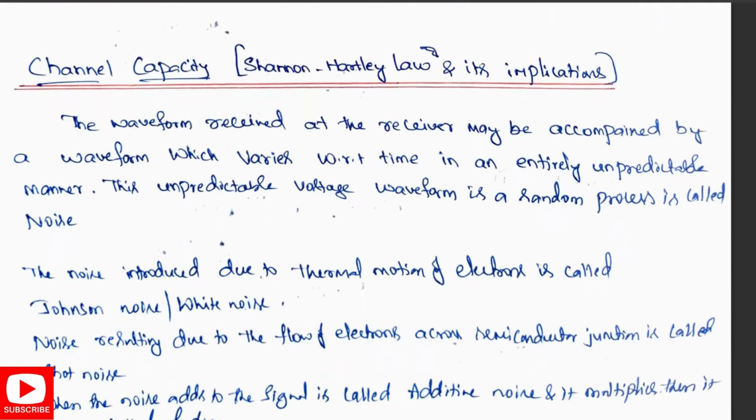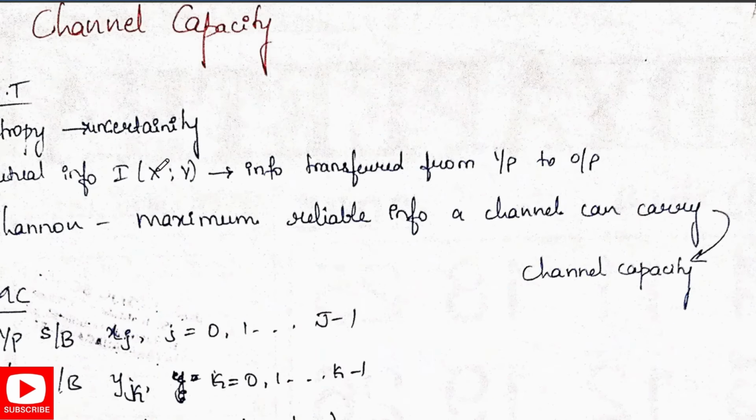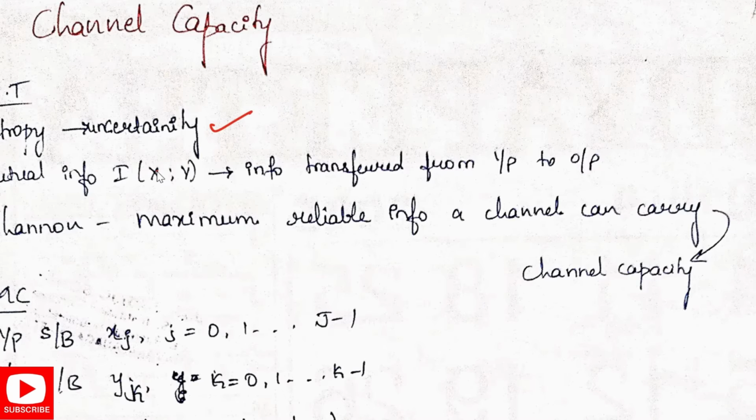So next we will move on to another topic, that is the channel capacity. Here we know that entropy is nothing but the uncertainty. Mutual information is about the information that is transferred from input to output. So Shannon said that the maximum reliable information a channel can carry is called the channel capacity. How much maximum information can be carried.